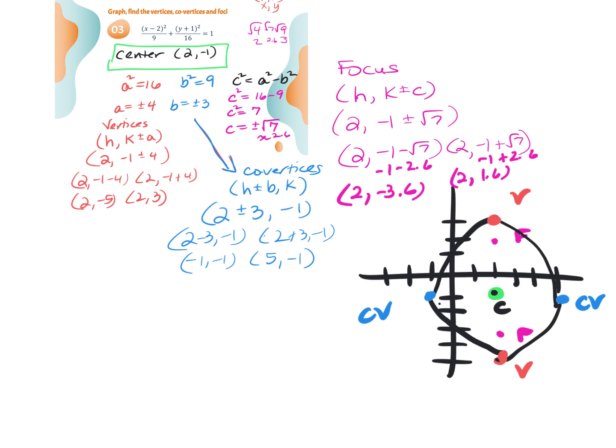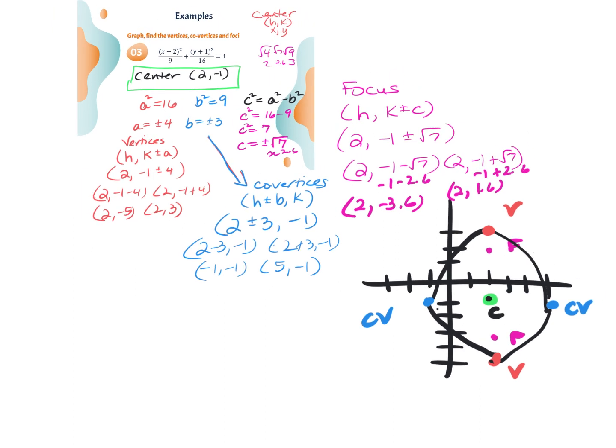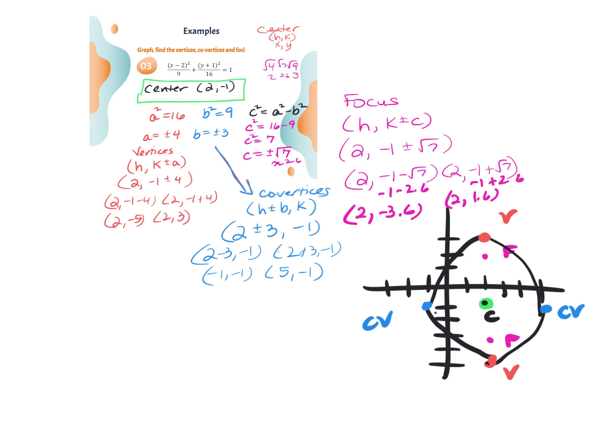And notice it looks like it's a little bit longer up and down because your major axis, or your bigger number, was under the Y. And the eccentricity, remember, is just C over A. So it's just square root 7 over 4.